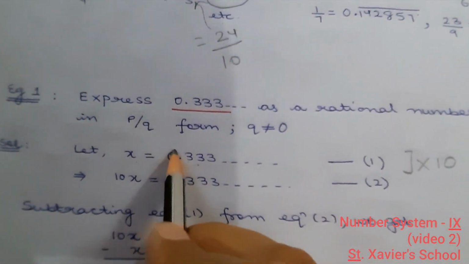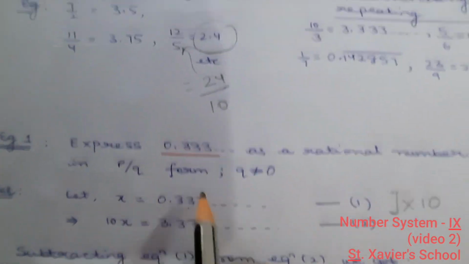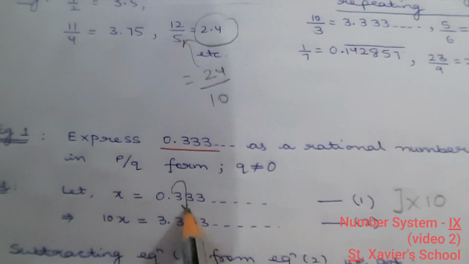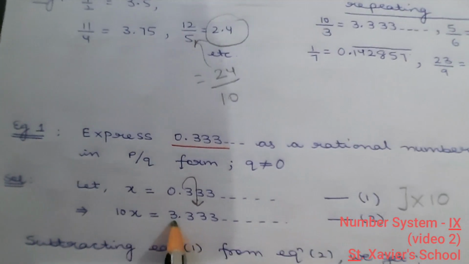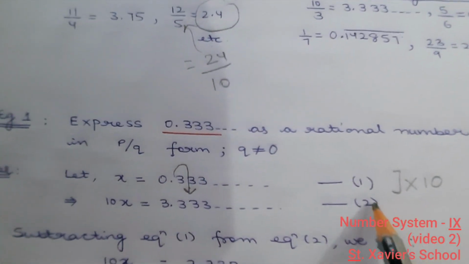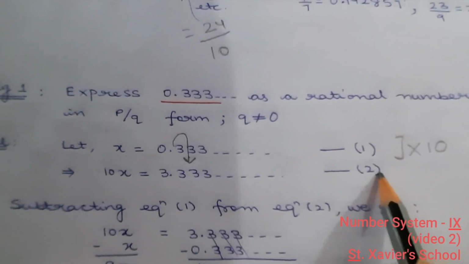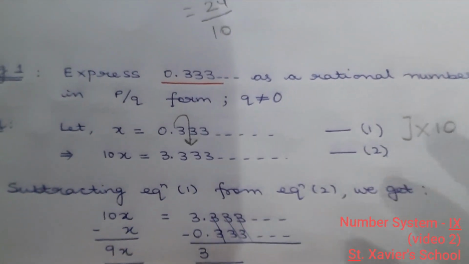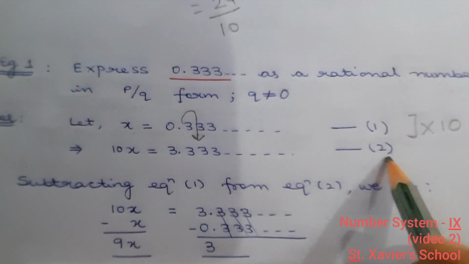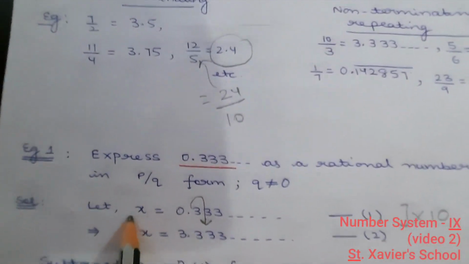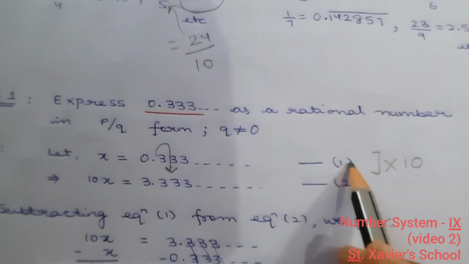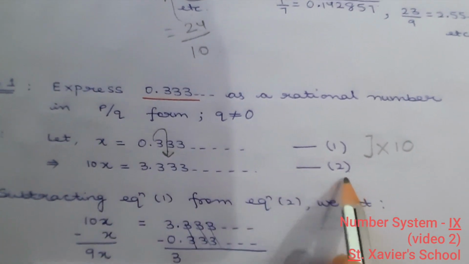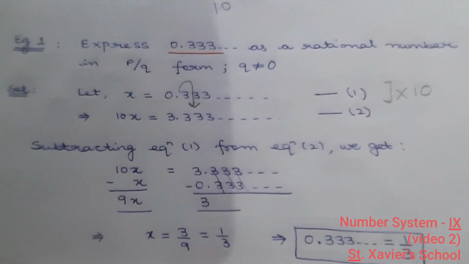And if you multiply it by 10, x will become 10x. And here the decimal will shift by one place. So you get 3.333. Children, we are learning now to mark the names of the equations. Like you and me have got names, here also we are giving names to the equations. The x equals to this, we are giving it a name 1. Second equation, we are calling it 2 for the sake of our convenience.